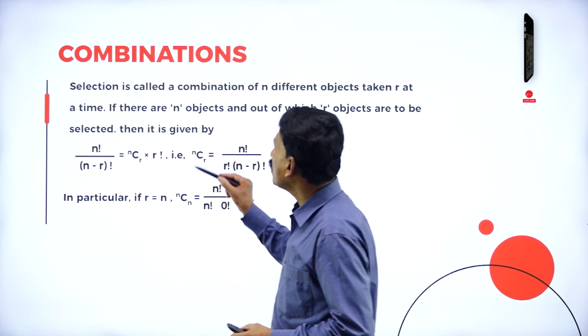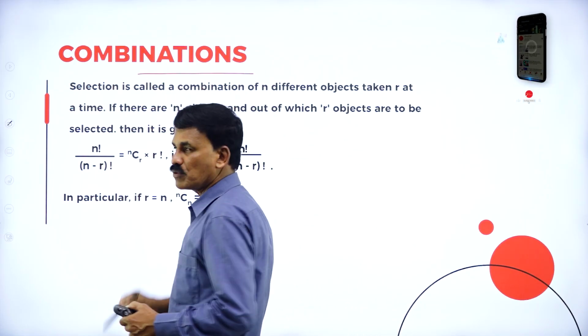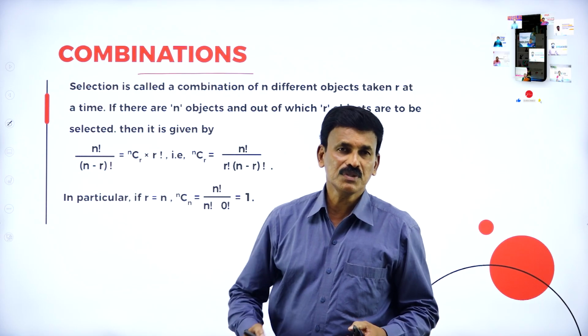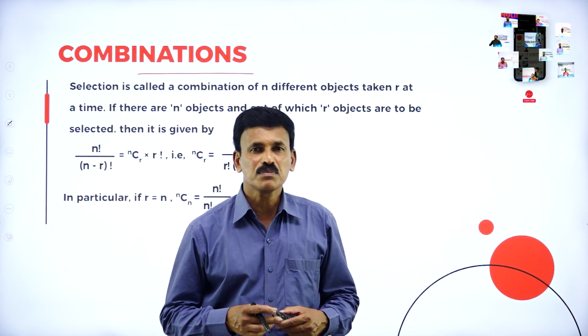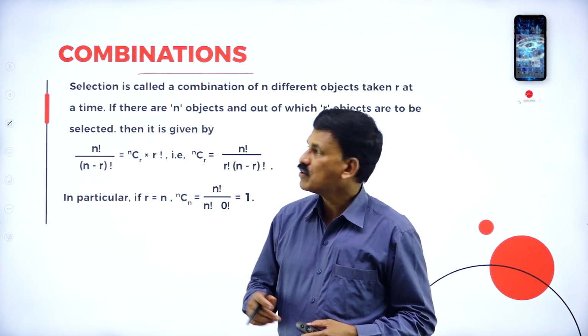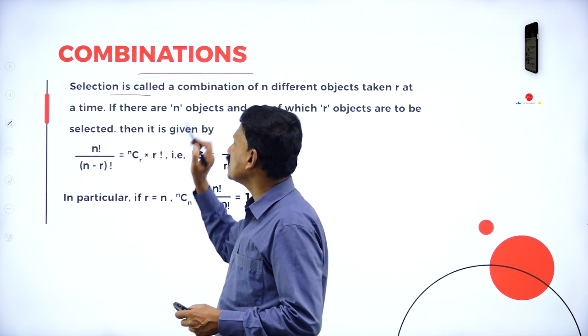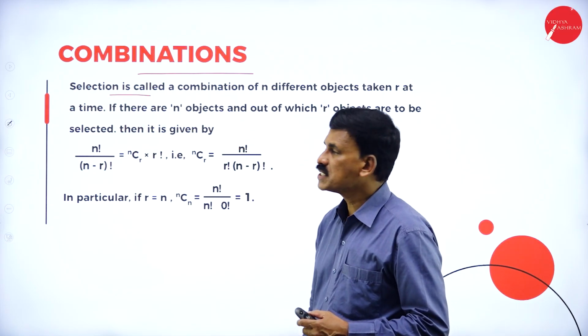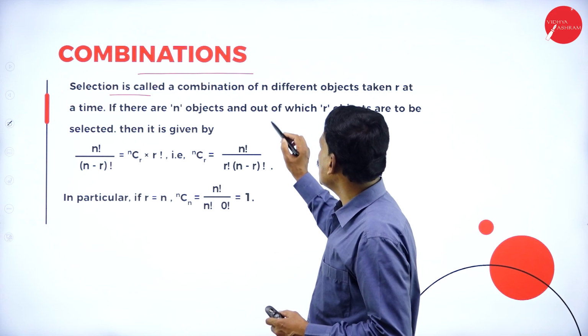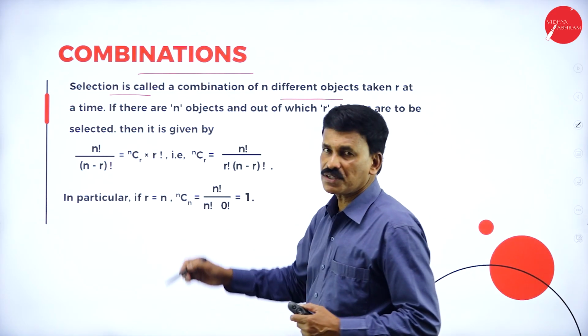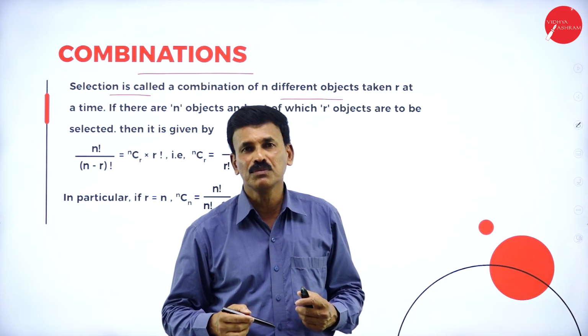Now let us come to the combinations. Here in this session I am going to take the definition of combination and the problems based on the combination. Now combination is nothing but the selection. The selection is called a combination. Selection of n different things taken r at a time is called the combination.